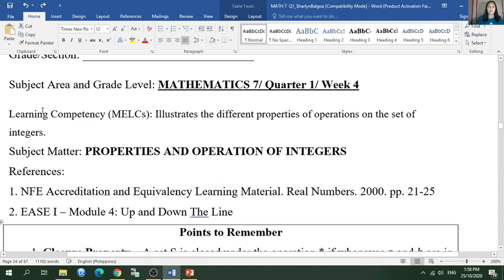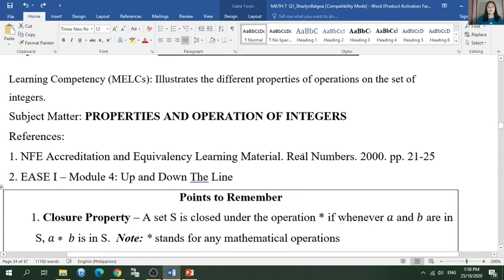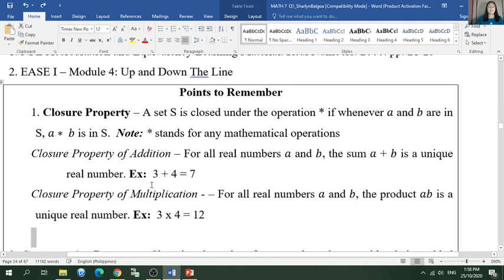So, based from the MELC, ang ating learning competency is illustrates the different properties of operations on the set of integers. And that is properties and operation of integers. So, meron tayong mga references na ginamit ng ating writer. Okay. So, halimbawa, hindi ninyo masyadong naintindihan yung videos, meron naman tayo dito sa ating activity sheets.